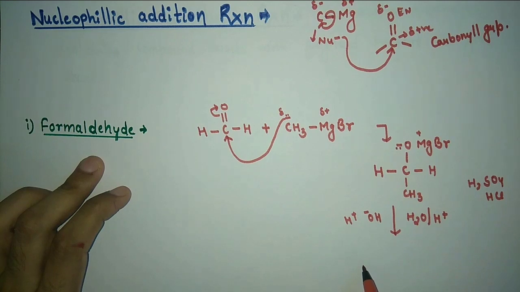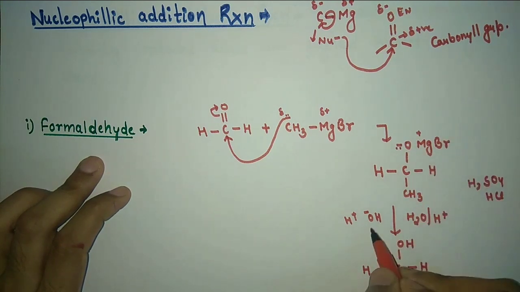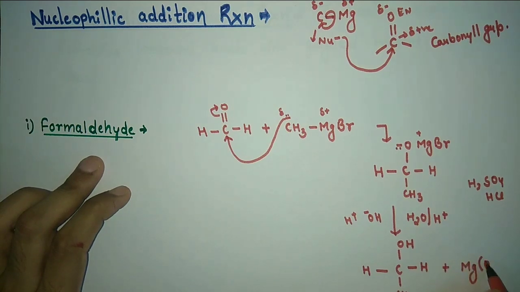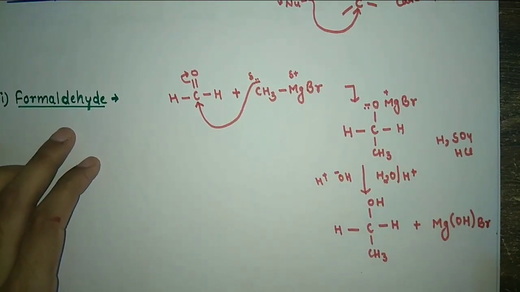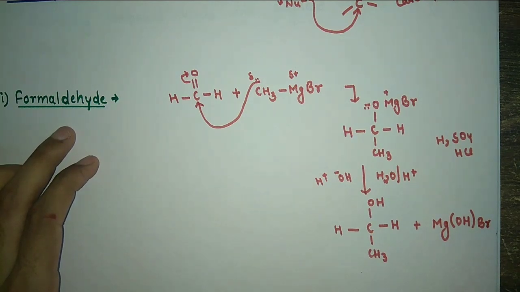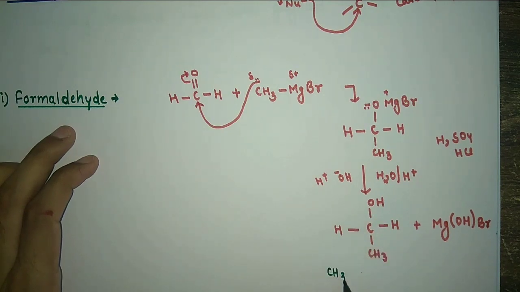positive. So what happens? The O minus will abstract this H plus and becomes OH. This is H and this is CH3, and this MgBr goes to this and becomes the basic bromide, that is MgOH-Br. So what happens? This forms our primary alcohol, CH3CH2OH. This is our primary alcohol.